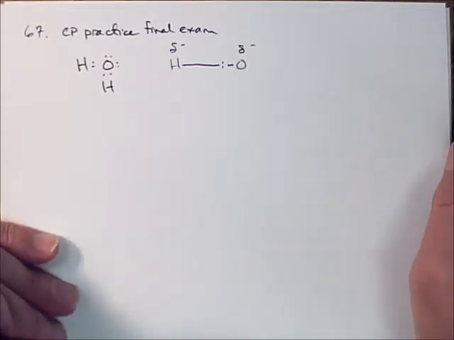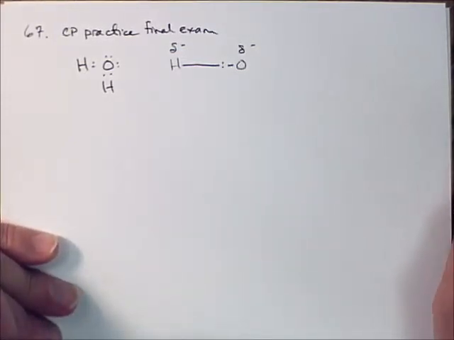All right. So then, in number 67, the question is, a bond in which one of the atoms attracts the shared pair of electrons more strongly than does the other due to a large difference in electronegativity is a polar bond.